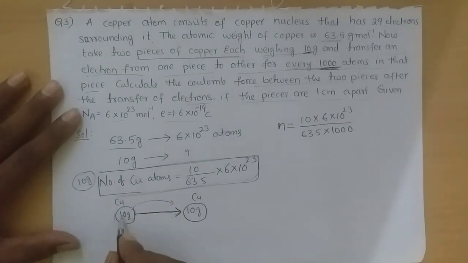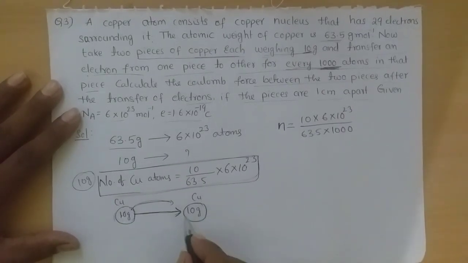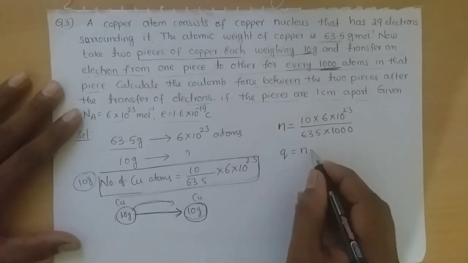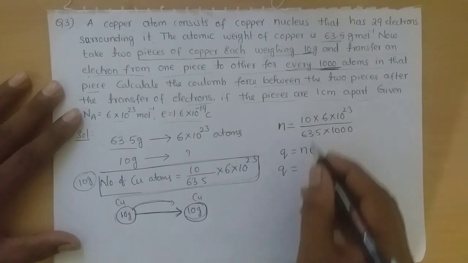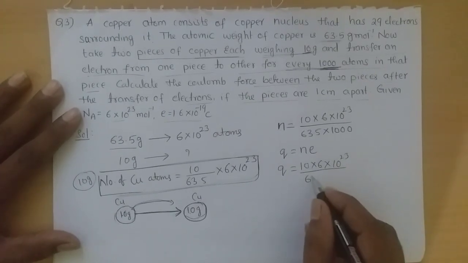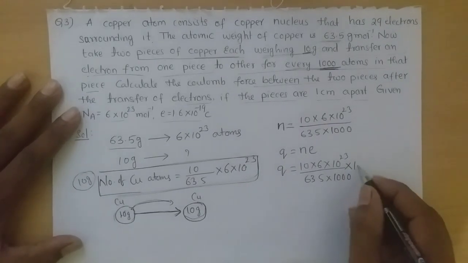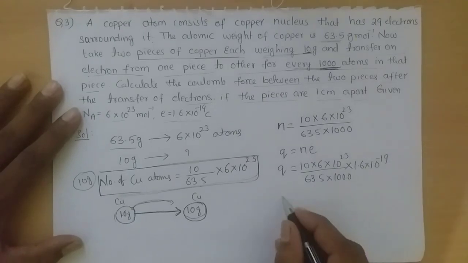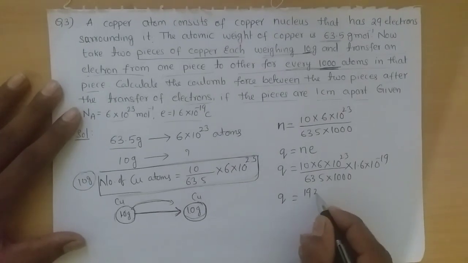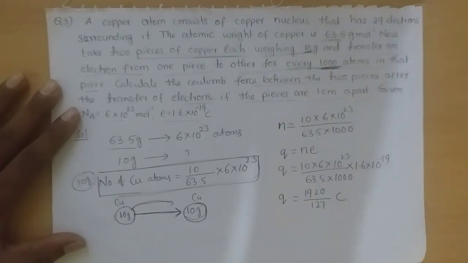Now, the charge on this piece: it is losing electrons, and how many electrons this is losing, the same amount this one is gaining. So what is the charge on each? Q equals N into E. So Q equals N, which is 10 into 6 into 10 power 23 by 63.5 into 1000, into E, the charge of the electron, 1.6 into 10 power minus 19 coulombs. After simplification we will get the value almost 1920 by 127 coulomb.